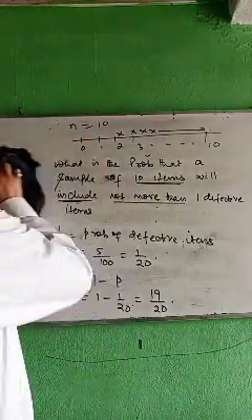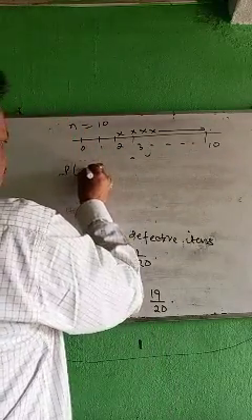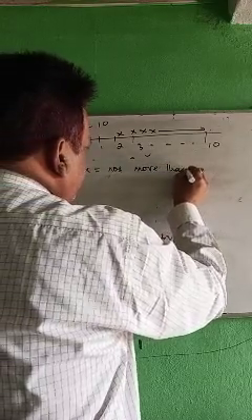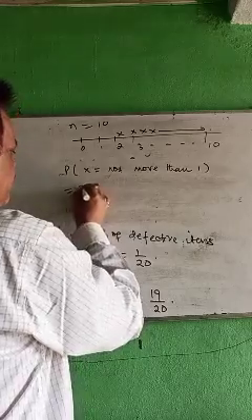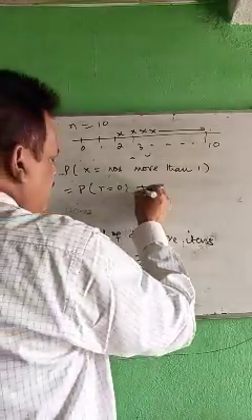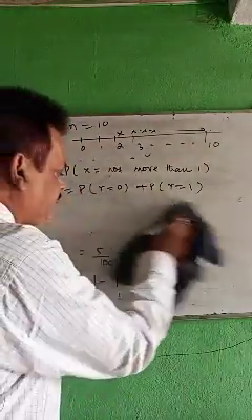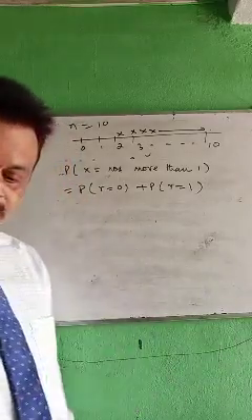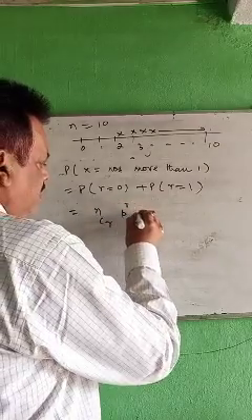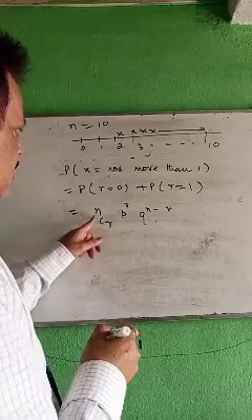So probability x is equal to not more than 1 means probability r equals 0 plus probability r equals 1. Okay, what is our formula? Our formula is nCr p to the power r q to the power n minus r. So first nCr, n is how much?